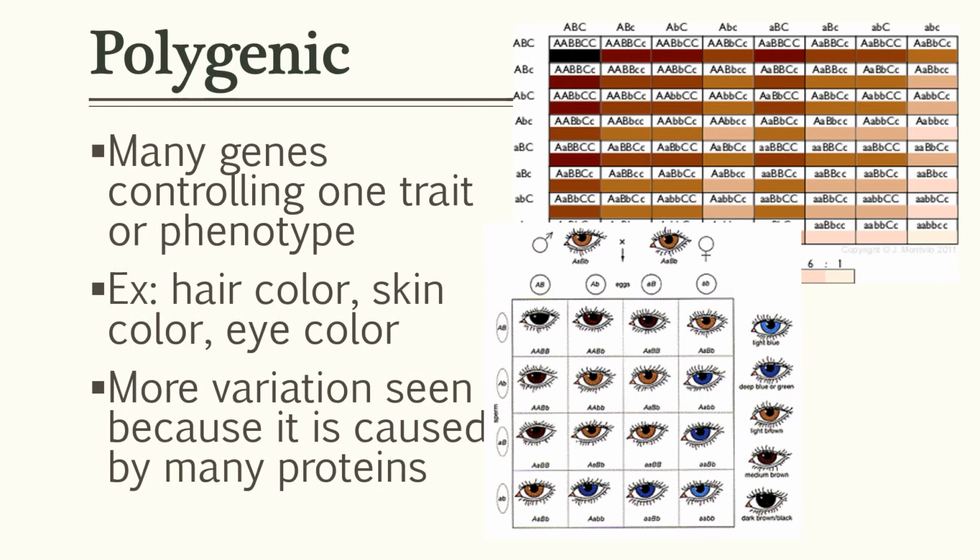Now there's another way that we can inherit traits, and that's through polygenic traits. Poly means many, and genic refers to genes. So this literally means many genes for one trait. That's like our skin color or our eye color. These are incredibly complex. We have so much variation and so many possible shades of skin color and eye color because we have many genes controlling that one particular trait.